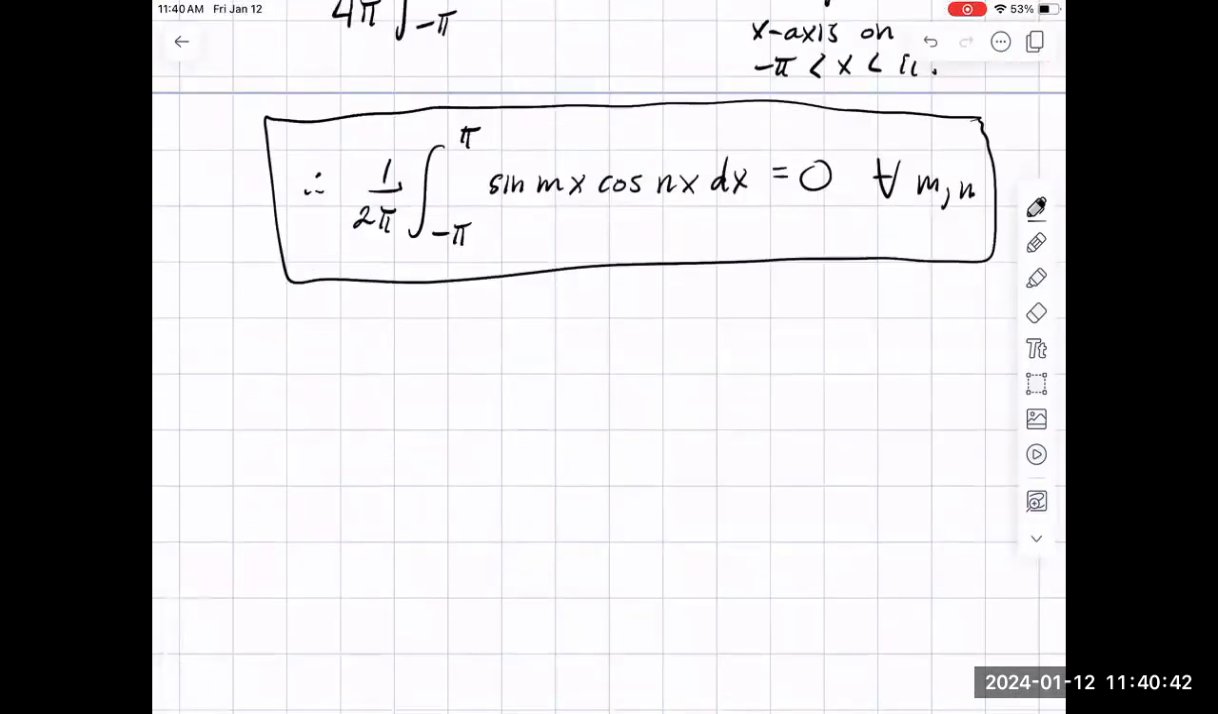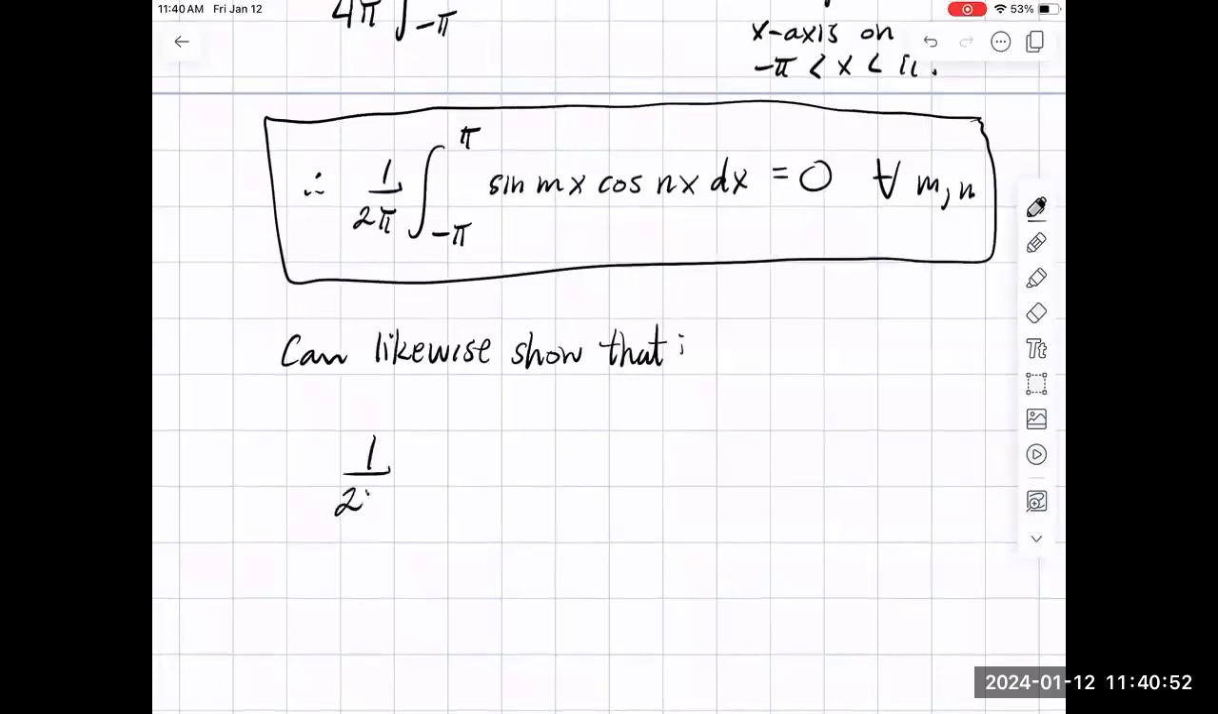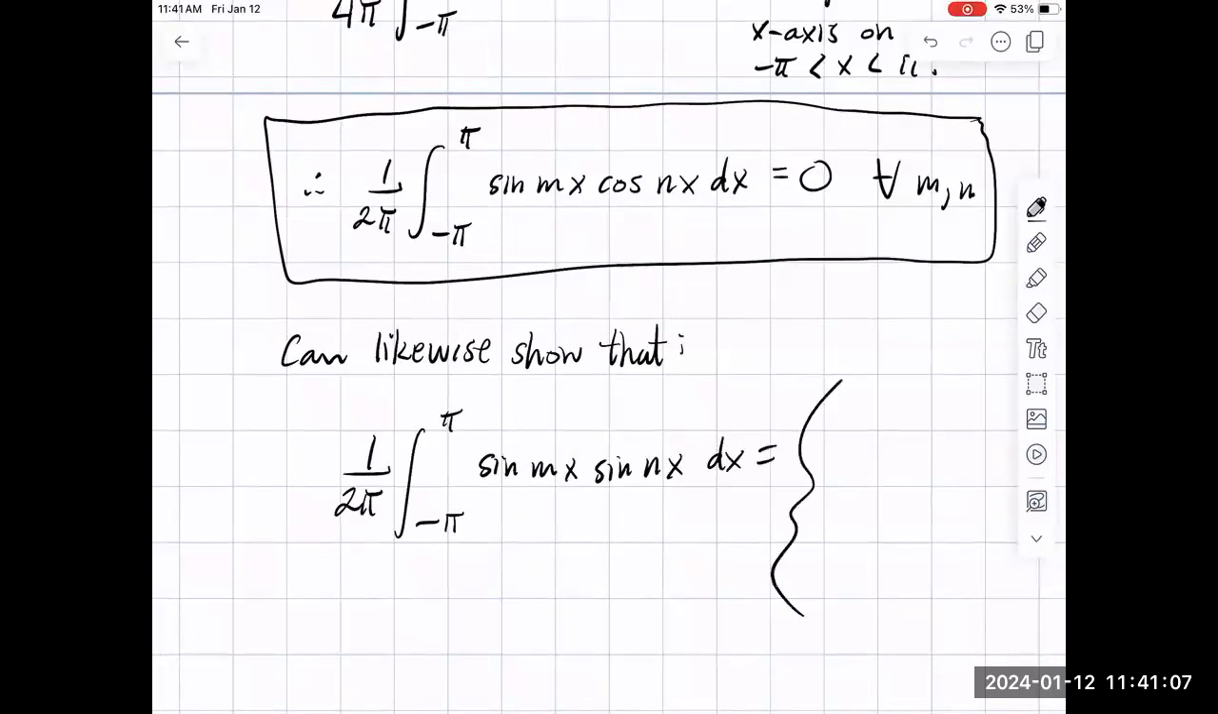So we can likewise show that the other kinds of integrals that we'll run into are products of sines, and these ones aren't so direct. They're not all 0 like we did for sine times cosine. We're going to get a 0 when m is not equal to n. Let's say m is not equal to n is not equal to 0.